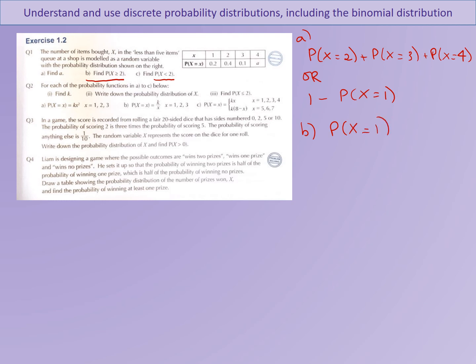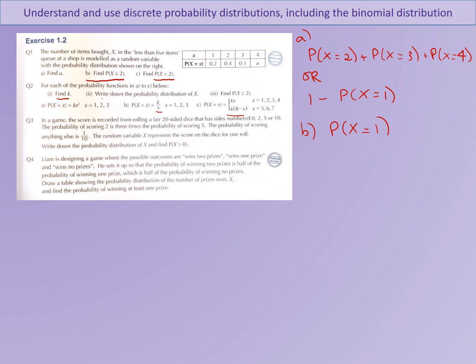And the other questions are in a similar kind of thread really, so some of them are a little bit of working things out. So for question 2, find the value of k. Some of these have little k's in and you have to work those out, and remember that all of the probabilities add up to 1, so that is your starting point, making sure that they do.